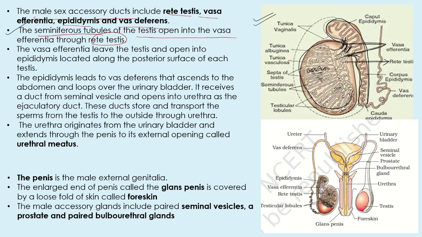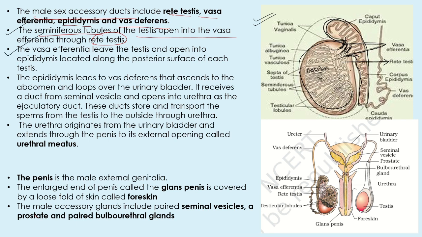Okay, the vasa efferentia leaves the testis and joins the epididymis. So where is this epididymis located? This is present along the posterior surface of the testis, of each testis. Okay, so another point is clear.